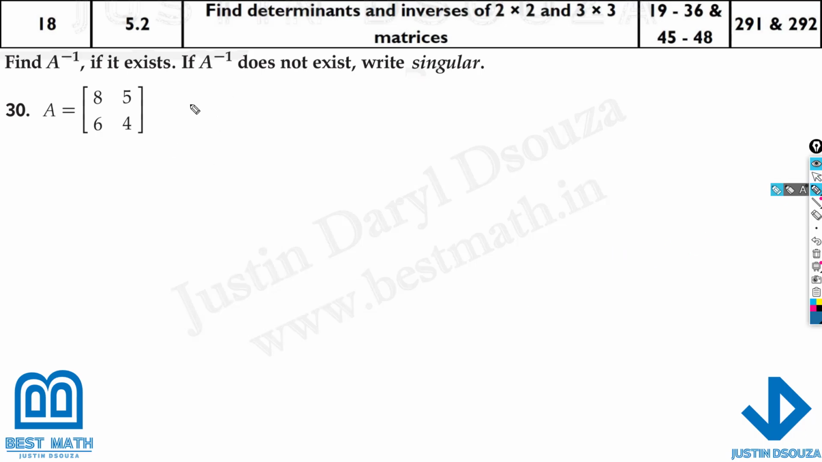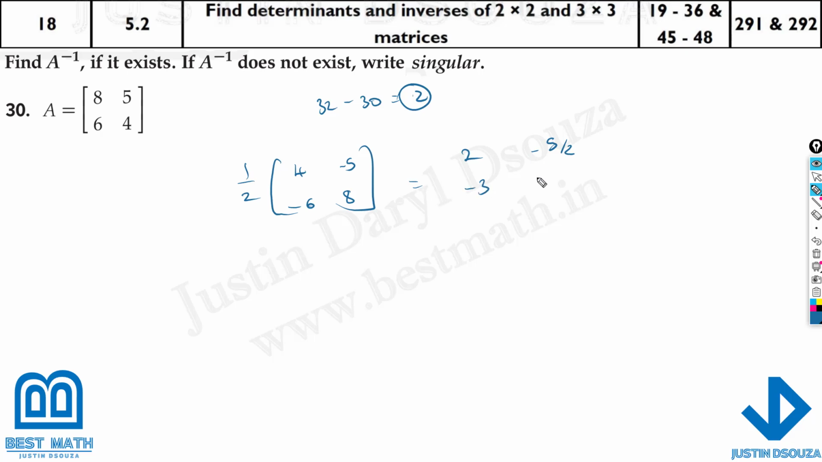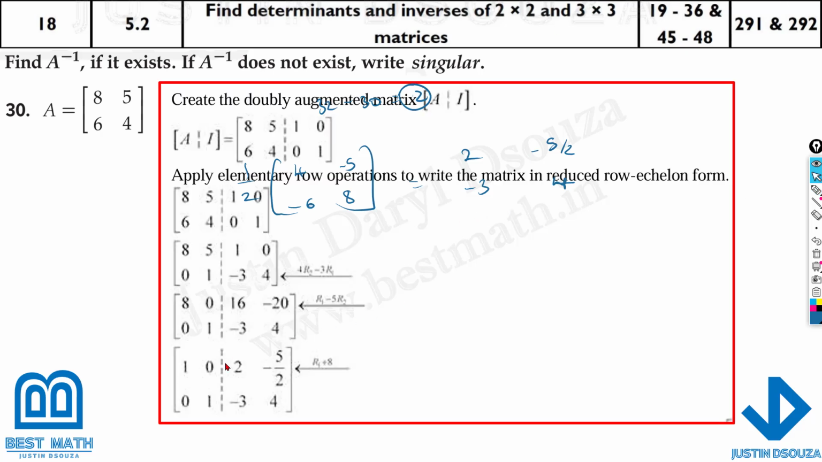Even you can do it quickly here. Let's do this quickly. 8 4s are 32 minus 6 5s are 30. So the answer is 2, determinant. And then we just swap it out. 4, 8 minus 5 minus 6. But what we have to do is 1 by 2. So half of everything. So it's going to be 2 minus 5 by 2, or 2.5. And here minus 3, and lastly we have 4. So that is the answer. And let's just check we got the same thing. Yes, it's 2 minus 5 by 2 minus 3 and 4.